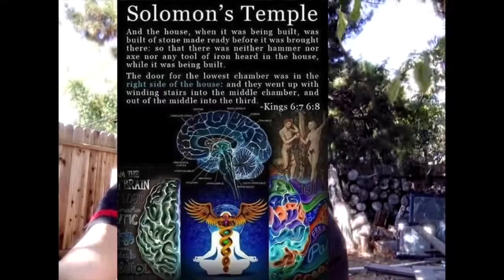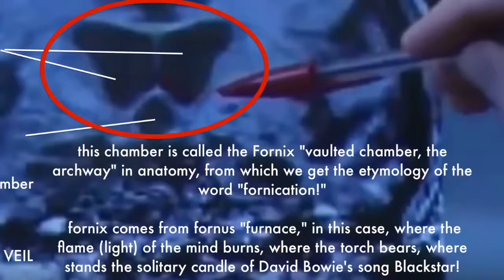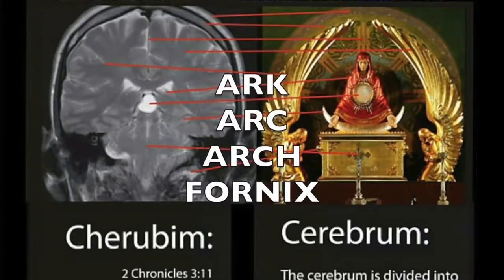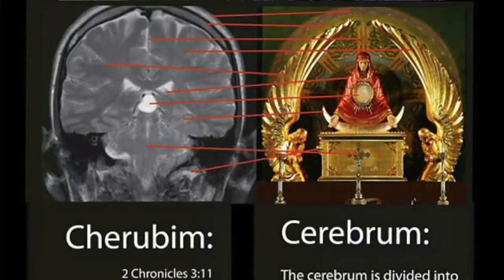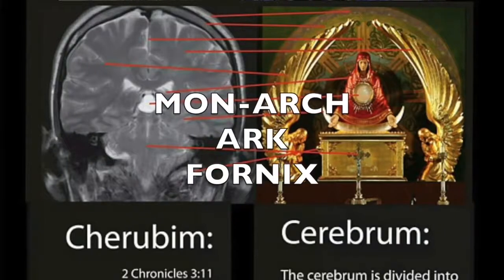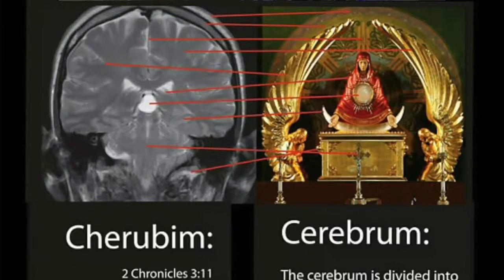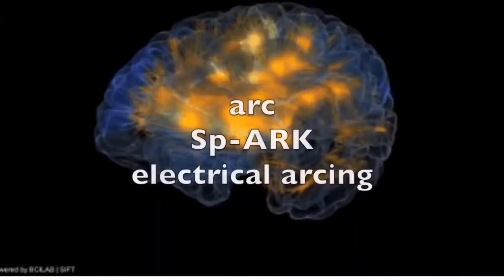The innermost chamber. And this monarch image here, the hypothalamus, the optic thalamus region, is also where the Ark of the Covenant is. The Ark of the Covenant, meaning an archway, as in the fornix, the vaulted chamber, the vault of heaven. The two wings of this monarch correspond to the two cherubim, which guard the Ark of the Covenant, which are two sphinxes, whose wings are touching.